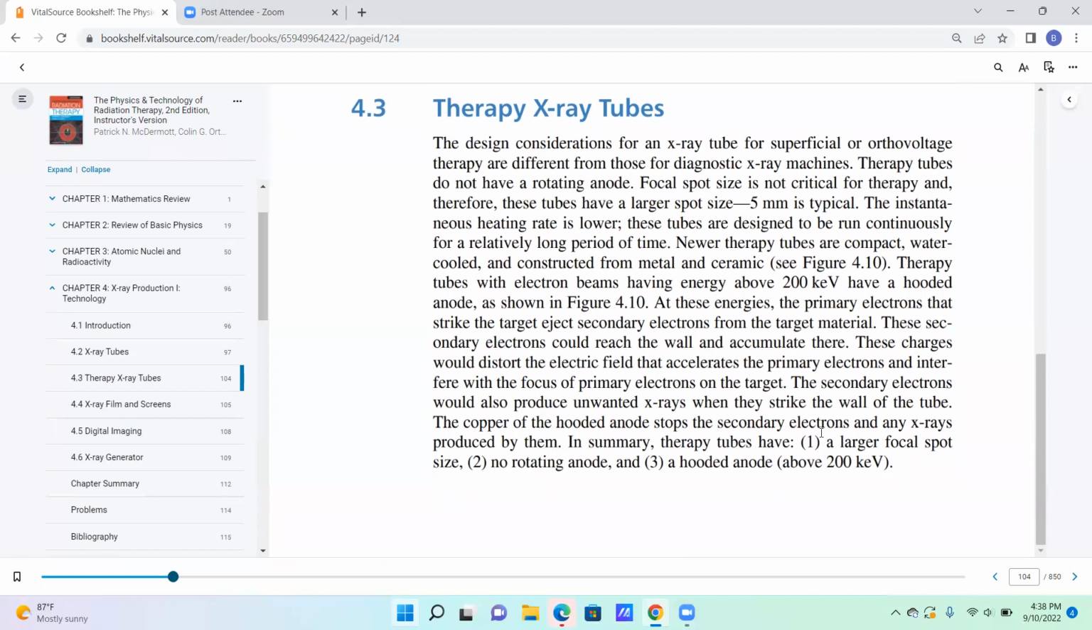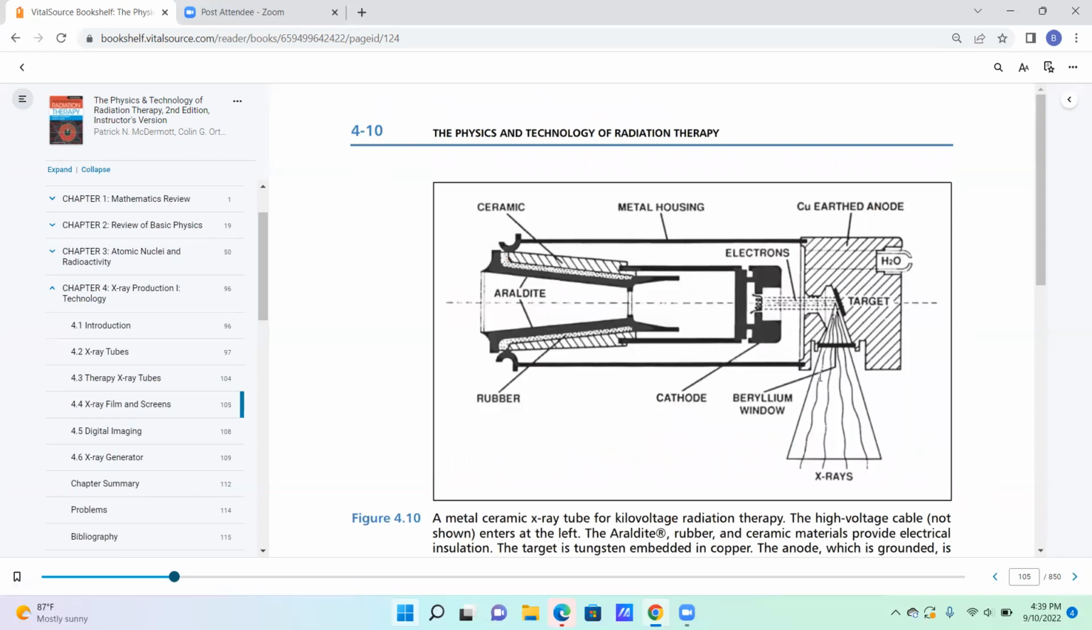So let's just go to the summary. They have a larger focal spot size than what you see in diagnostic. The anode does not rotate, and you've got a hooded anode above 200 keV. And that's what the third part there is, having energy if a hooded anode as in 410. So let's take a look at 410.